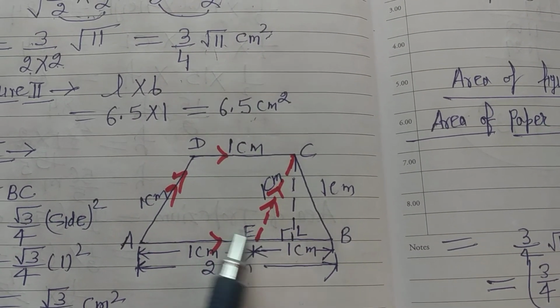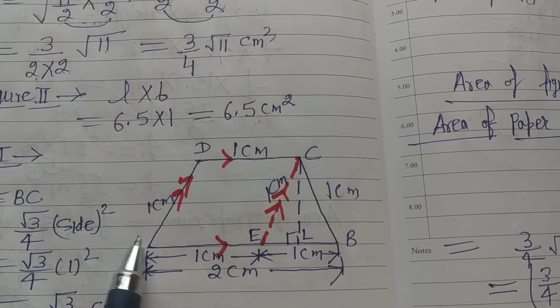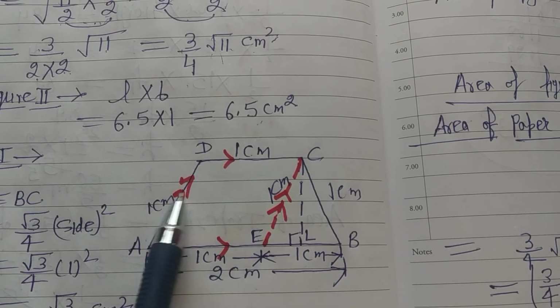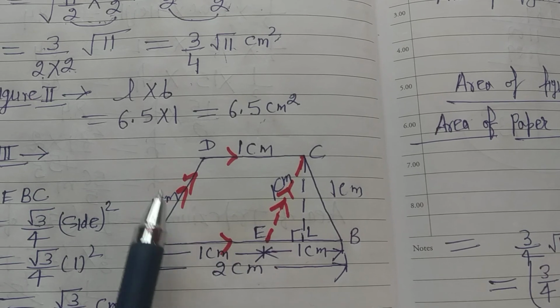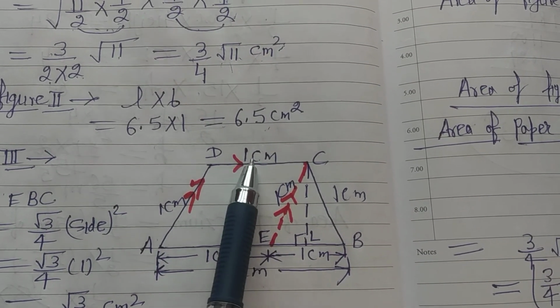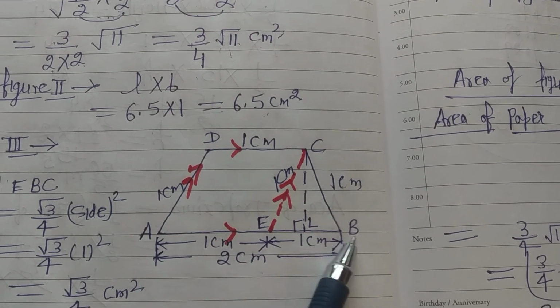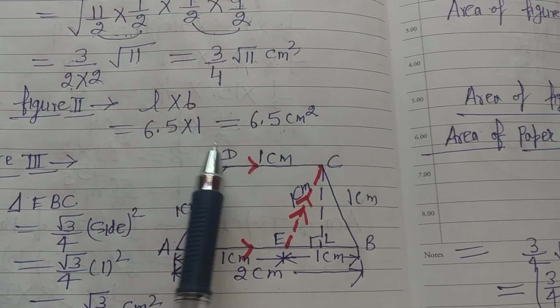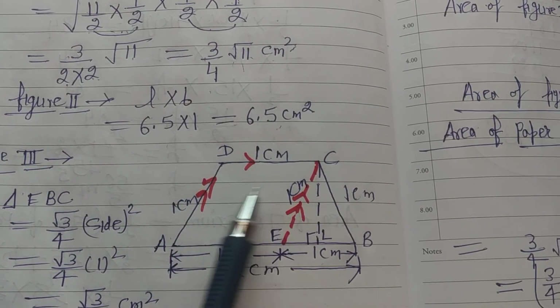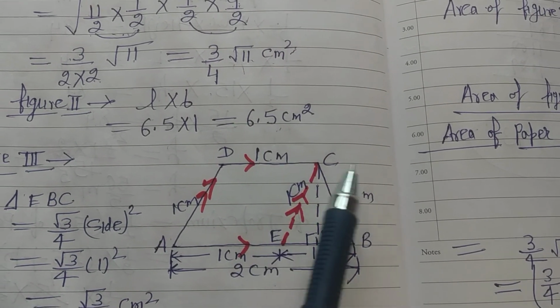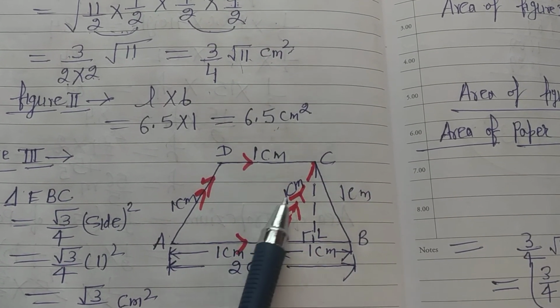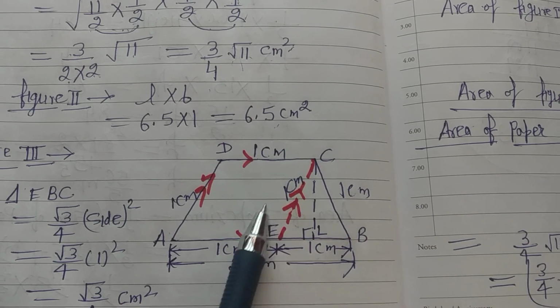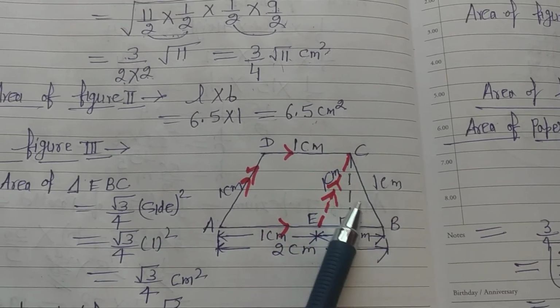Now draw CE parallel to AD. You see these two sides are parallel and AE and CD are parallel, so it becomes a parallelogram. So AE is 1 and the remaining side is also 1 centimeter. So you see AD and CE are both parallel and equal, so it is 1 centimeter. In triangle BEC, 1 centimeter, 1 centimeter, 1 centimeter, all three sides are equal. So it becomes an equilateral triangle.